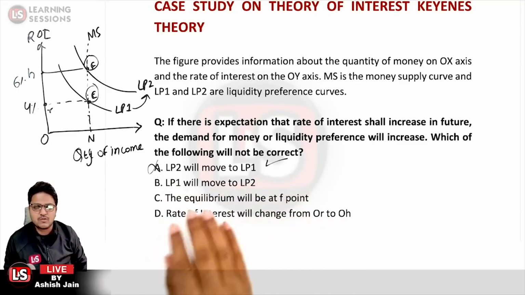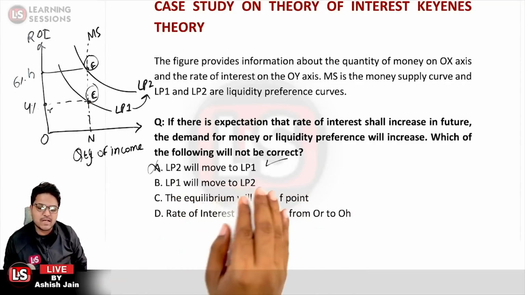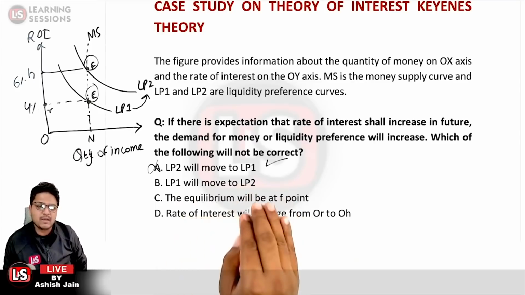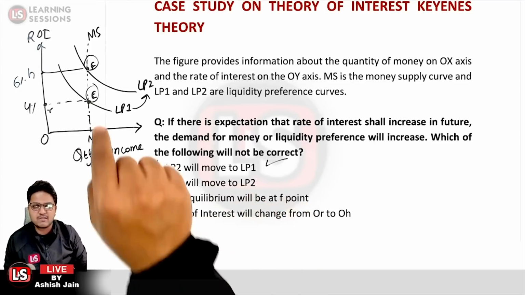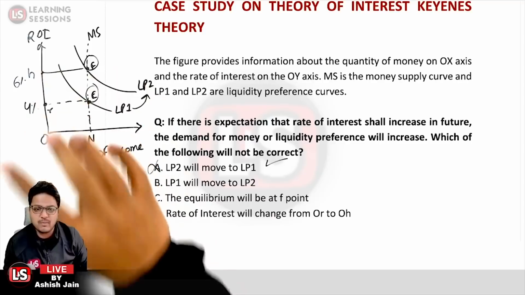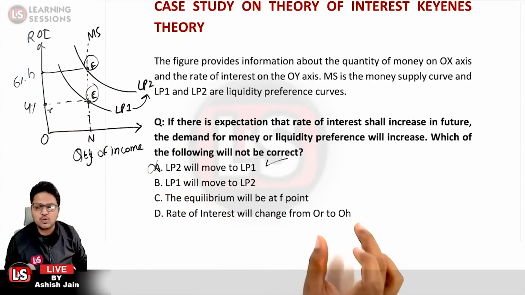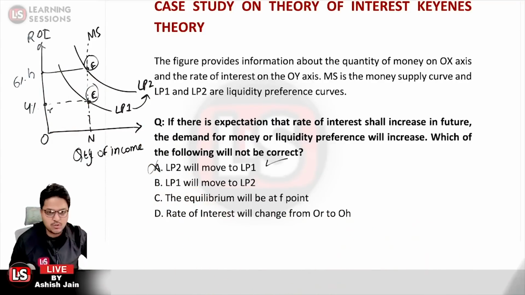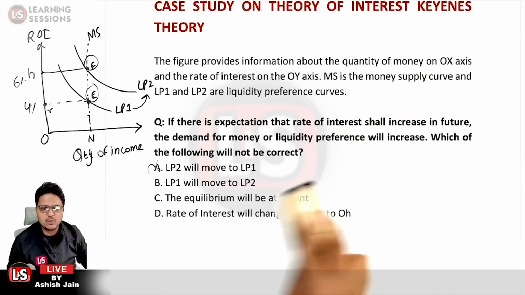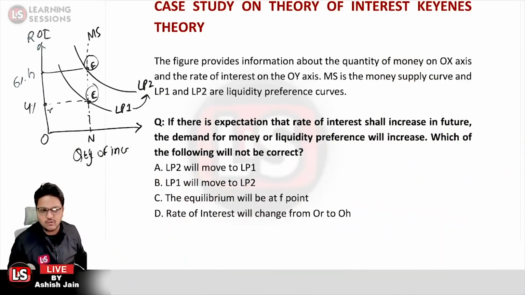Also look at the other options over here. LP1 will move towards LP2, right? The equilibrium point will be at point F, definitely right. Previously it was at point E, but now it will be at point F. And the rate of interest will change from OR to OH. So that is also true. So that is all related to this particular question.